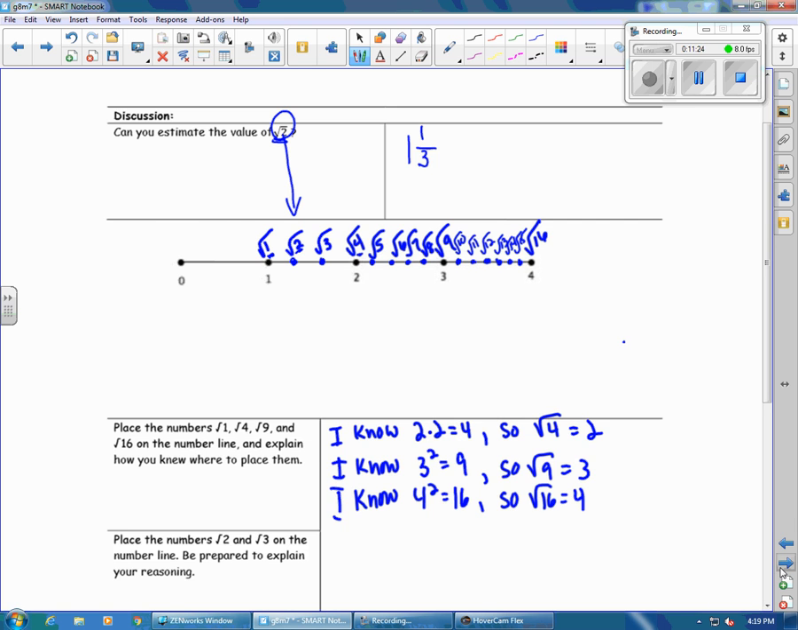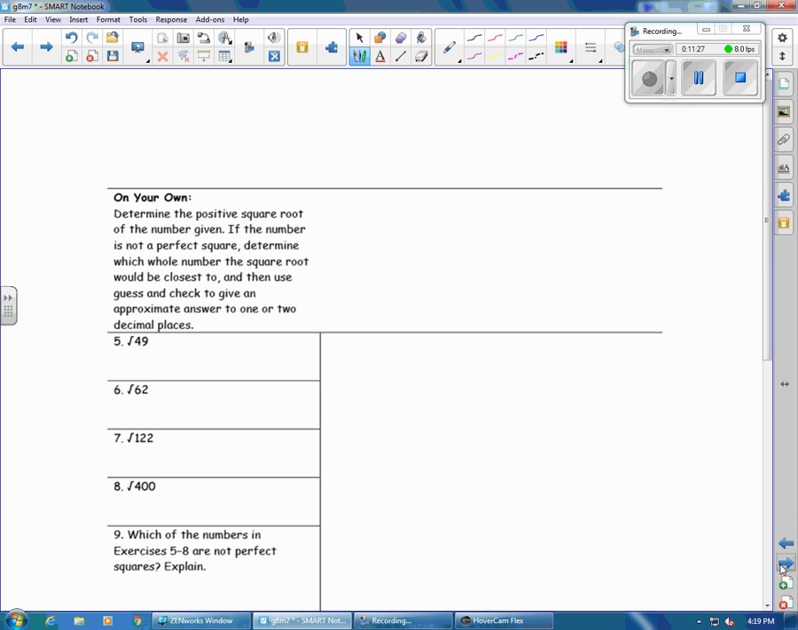Let's look at another example real quick. And then, so let's turn to page 10. So it says determine the positive square root of the given number if the given number is not a perfect square. Determine which number the square root would be closest to. Then use guess and check to approximate your answer to 1 or 2 decimal places. Instead of doing that, we're going to do the fractions that I just taught you on the one before.